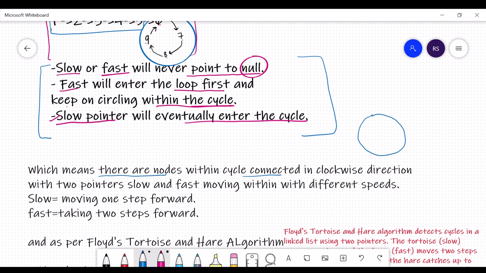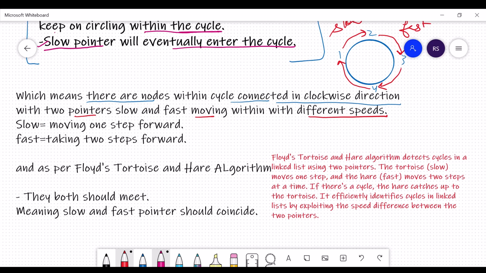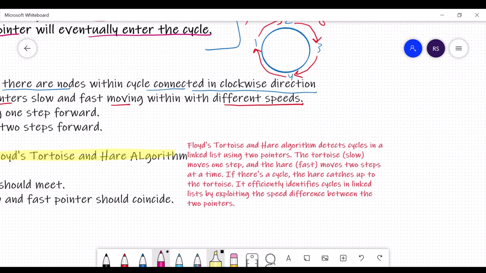We have a cycle, we have nodes like 1, 2, 3, 4 connected in clockwise direction, meaning 1 is connected to 2, 2 contains the address of 3, 3 contains the address of 4, 4 contains the address of 1, with two pointers slow and fast somewhere within the cycle moving with different speed. So for that specific case, there is one algorithm. The algorithm is known as Floyd's Tortoise and Hare algorithm. Let's see what it says.